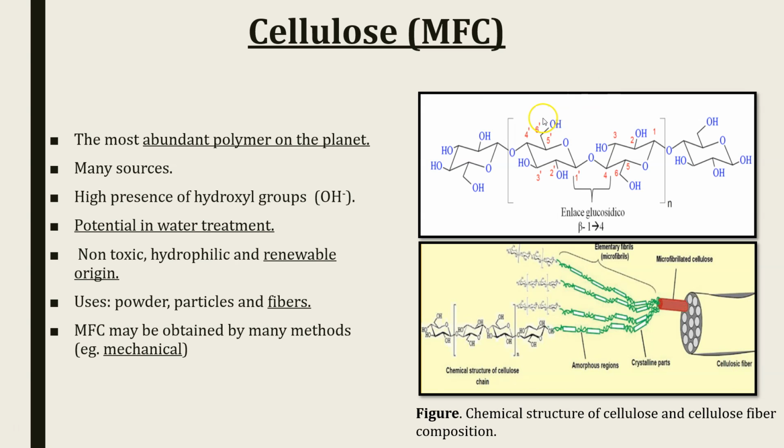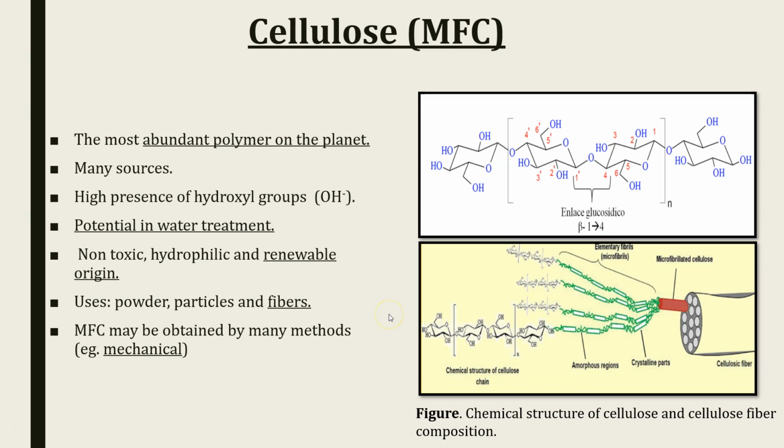It's important to note the great presence of hydroxyl groups in the cellulose structure, because these interact with other chains through hydrogen bonding and electrostatic interaction. This is important for many applications, for example, in water treatment. Moreover, cellulose is non-toxic, hydrophilic, and of renewable origin. Its use ranges from powder and particles to fiber. In the latter, cellulosic fibers are structured by microfibrillated cellulose. These are structured by elementary fibrils that have amorphous regions and crystalline parts.